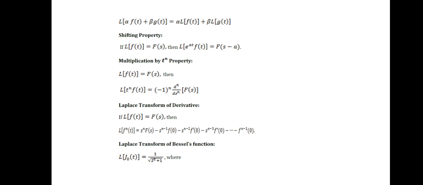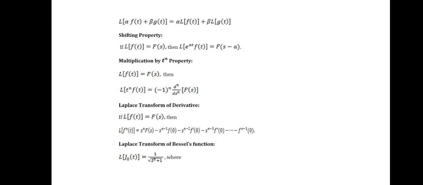Multiplication by t to the power of n property. If L{f(t)} = F(s), then L{t^n f(t)} = (-1)^n d^n/ds^n F(s).